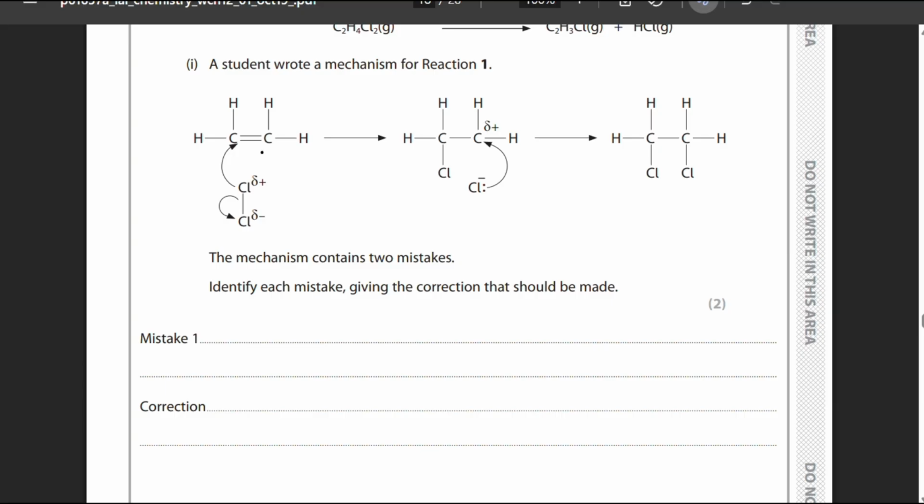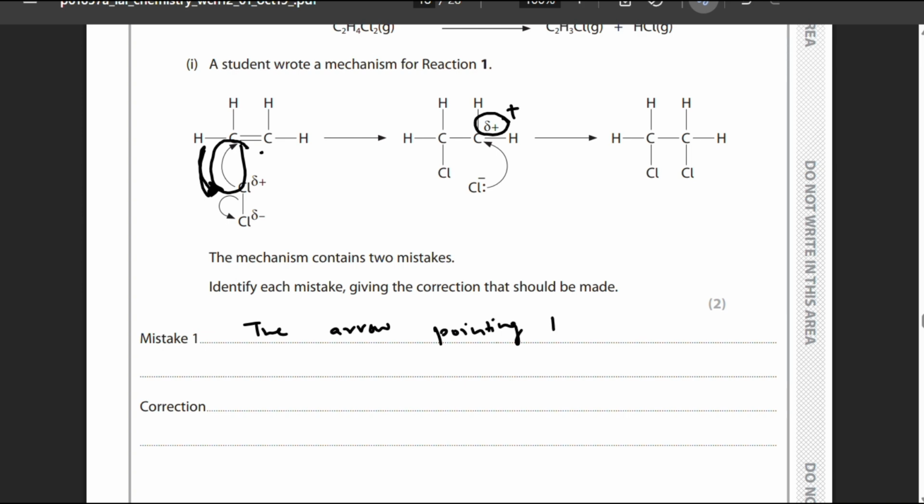Okay, now the first mistake you can see here is that the arrow is pointing towards the carbon-carbon bond. This is the mistake because the arrow should be from the carbon-carbon bond. The direction of the arrow is wrong. The second mistake is, you can see here in the intermediate, a partial charge is given on the carbon. It should not be a partial charge, it should be a full positive charge. So you need to write these mistakes.